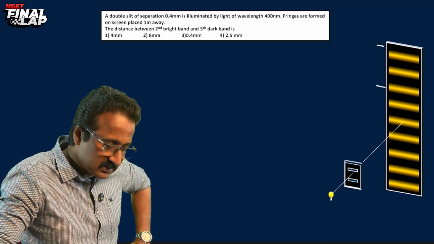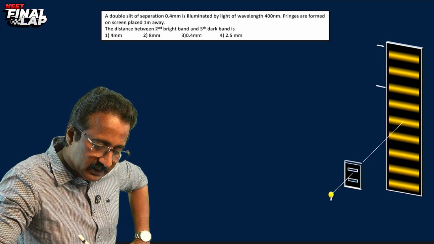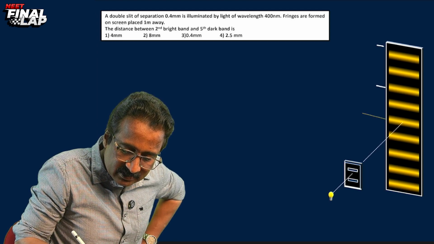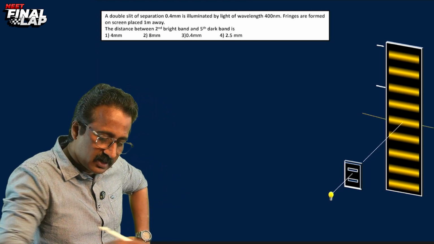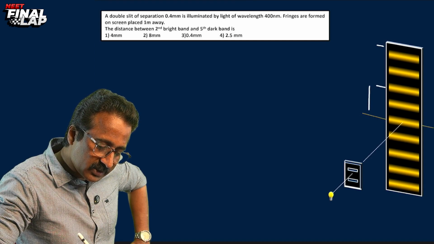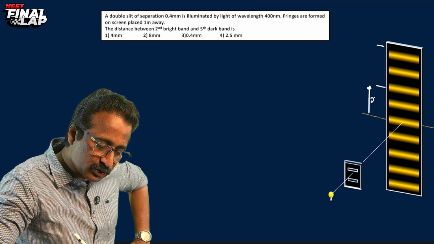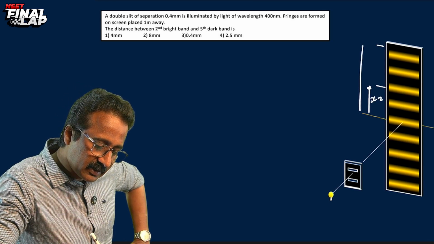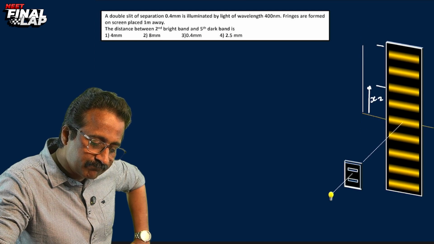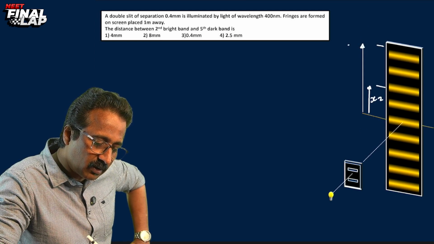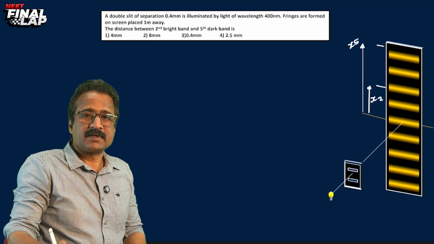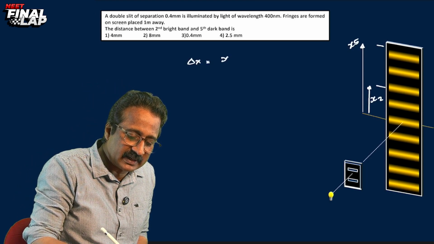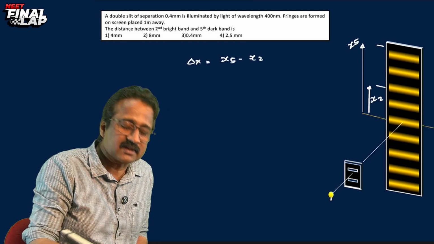Let us see, this is the second bright band. I'll just highlight the central band. This one is the central band in this figure. The distance to the second bright band is x2, and the distance to the fifth dark band I'll call x5. They ask you what is delta x between x5 and x2. So ultimately the answer is this.